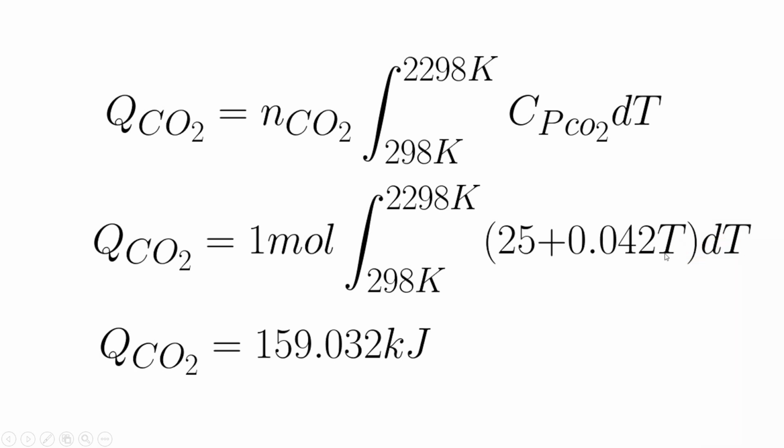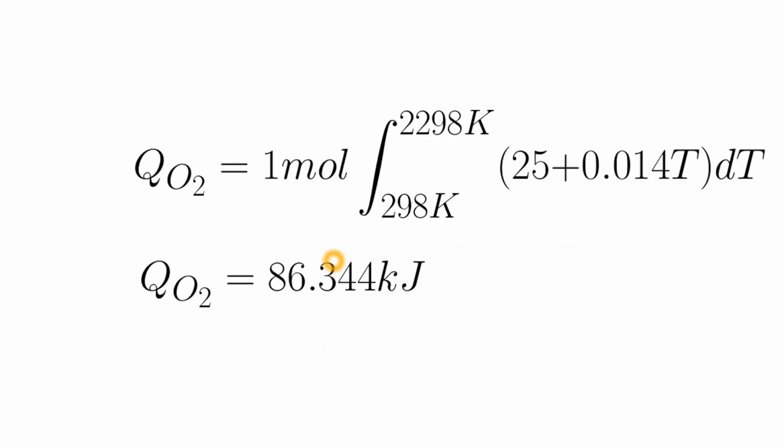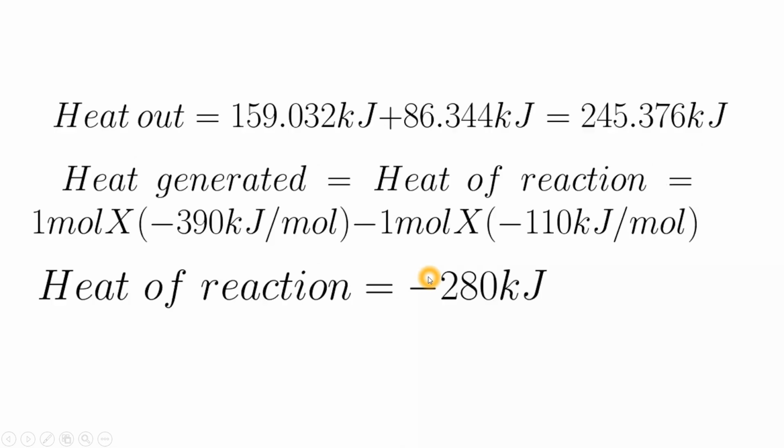After solving we are getting Q CO2 equal to 159.032 kilojoule, and moles of CO2 is 1 mole, I have already told you. Similarly, Q O2 is 1 mole into the integral, and Cp of O2 is given as 25 plus 0.014 T. After solving we will get 86.344 kilojoule. Now we will add these two, so heat out is 159.032 due to CO2 plus the value due to oxygen, giving 245.376 kilojoule.